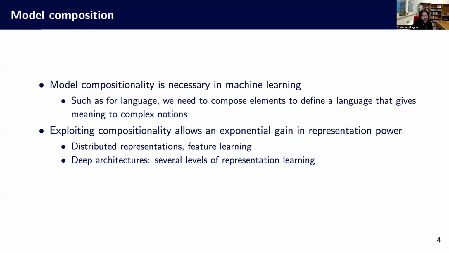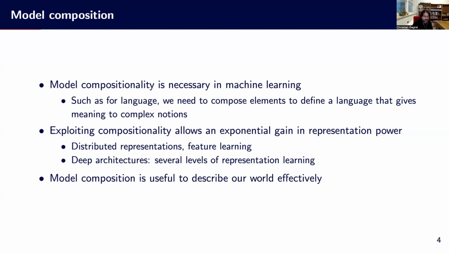So in deep architectures, we have several layers of representation learning, and we are stacking these, going from low level to high level. This is how we explain it. It's not necessarily exactly how it works, because the learning is done automatically, but we see that it is well aligned with this idea, the way it works in practice. So model composition is useful to describe our world effectively.